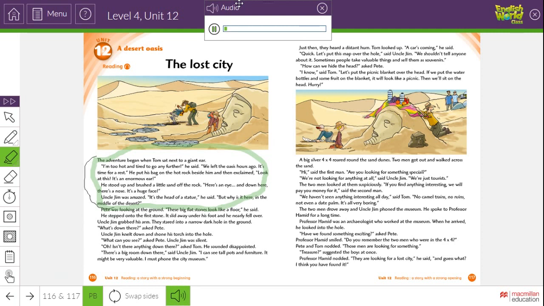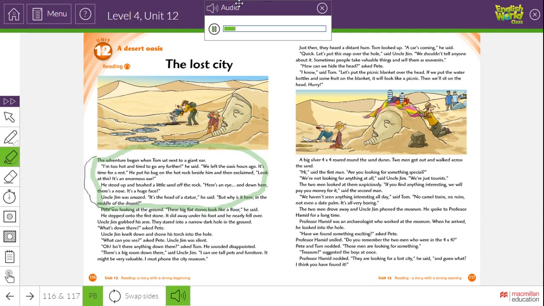Reading The Lost City. The adventure began when Tom sat next to a giant ear. "I'm too hot and tired to go any further," he said. "We left the oasis hours ago. It's time for a rest."